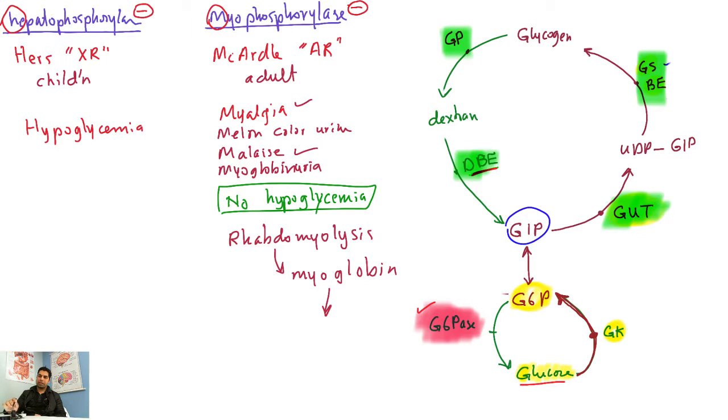Now, hepatophosphorylase deficiency. First of all, it occurs mostly in who? In men. It's a disease of boys. It's X-linked recessive. Girls are spared. Hers, meaning you get it from mom. Just think of it that way. Only boys get it. So you'll develop hypoglycemia. The problem here is you can store glycogen in the liver, but you cannot break it. Same thing with muscles. You can store it, but you cannot break it.